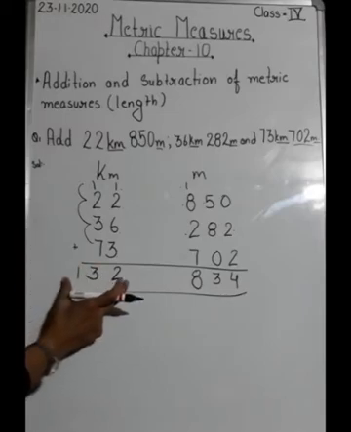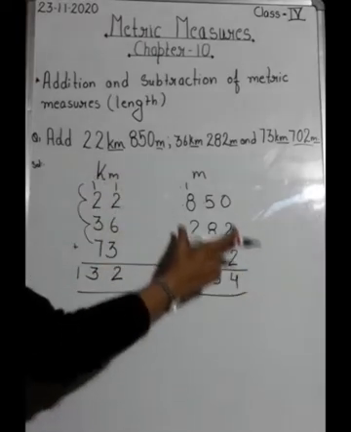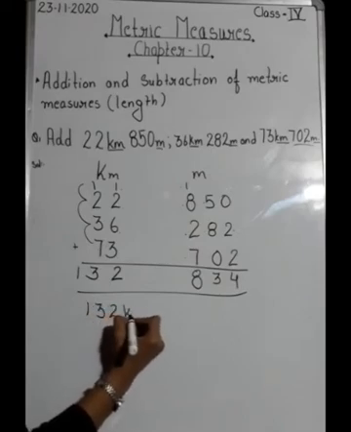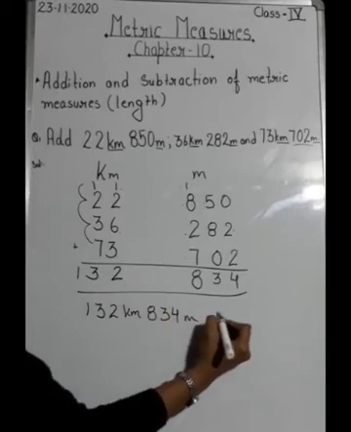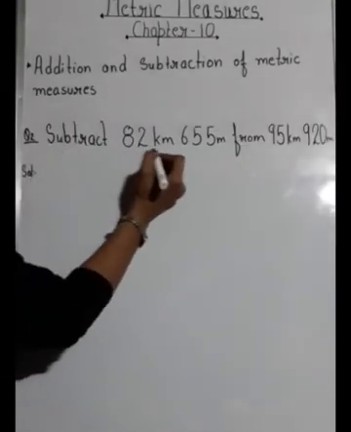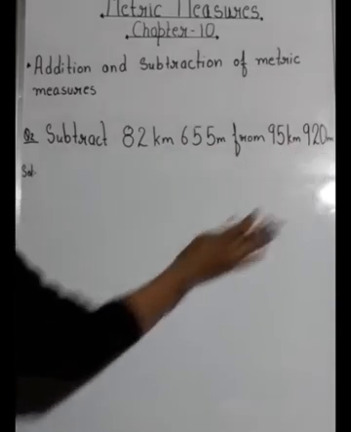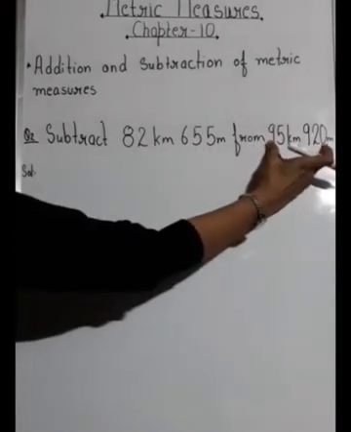Now you can see this 132 is in kilometer and this 834 is in meter. So your answer will be 132 kilometer and 834 meter, and this will be your answer. Now question number 2 is: subtract 82 kilometer 655 meter from 95 kilometer 920 meter. So you have to subtract this part from this one.